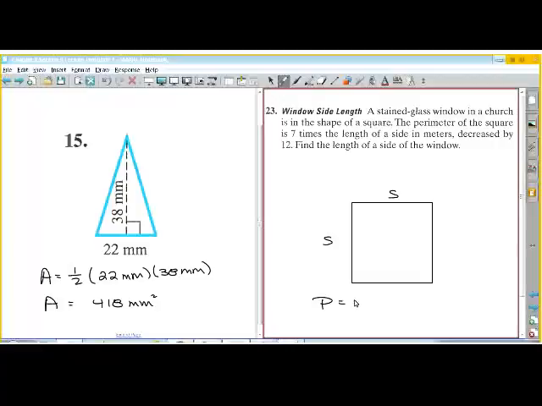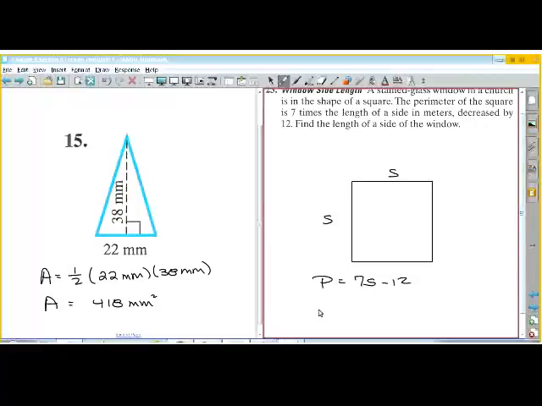So the perimeter is equal to 7 times the length of a side. Which seems kind of weird to me, because you would think the perimeter is 4 times the length of the side. Oh, decreased by 12. Okay, now it makes more sense. Otherwise, that wouldn't make any sense at all. So the perimeter is 7 times the length of the side in meters, decreased by 12. So that's the perimeter. And it says find the length of the side of the window.